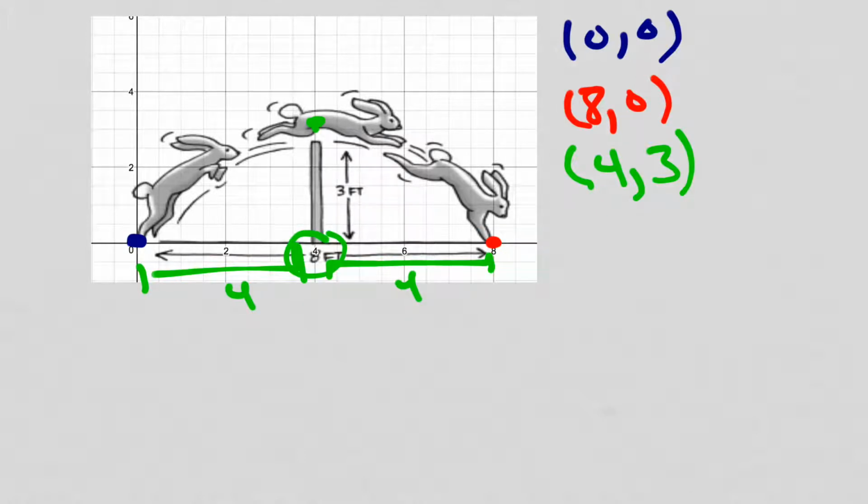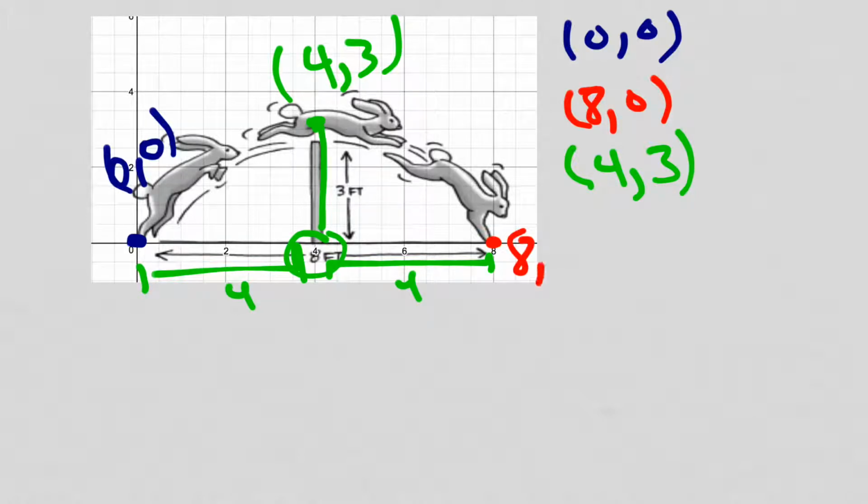Remember, the vertex is midway between my two roots, or any two points that are on the same y part of the axis there. Okay, so we have our points that are labeled here. We've got our 0, 0. We've got our 4, 3. And we've got our 8, 0. So these are our points. Now, the goal is to come up with the equation for that.